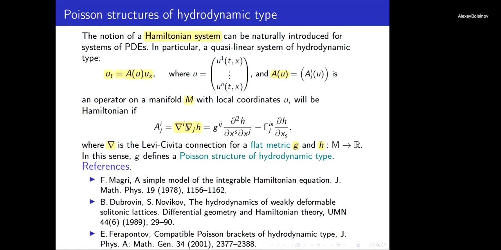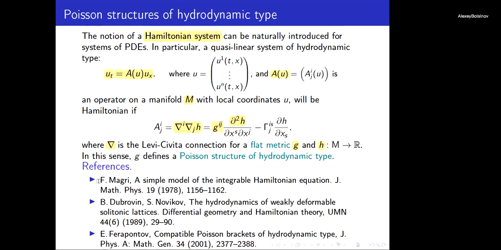instead of matrix G1 and G2, you need to consider the inverse object, so with upper indices, so G^{ij} with upper indices like here. Then the compatibility basically means that for this contravariant matrix, the sum of two flat metrics is still flat. So this is the main property basically.